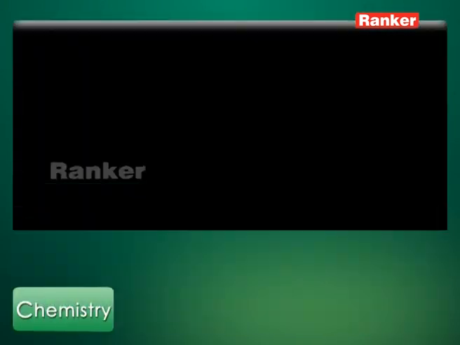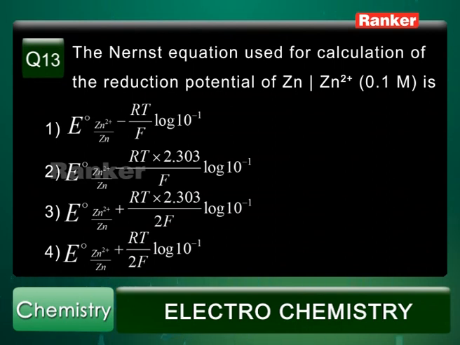Question number 13. The Nernst equation used for calculation of reduction potential of Zn2+|Zn, 0.1 M, is, now look at the options. First option is E° Zn2+|Zn minus RT by F log 10 raised to minus 1. Second option is E° Zn2+|Zn minus RT into 2.303 by F log 10 raised to minus 1. Third option is E° Zn2+|Zn plus 2.303 RT by 2F log 10 raised to minus 1. And fourth option is E° Zn2+|Zn plus RT by 2F log 10 raised to minus 1.